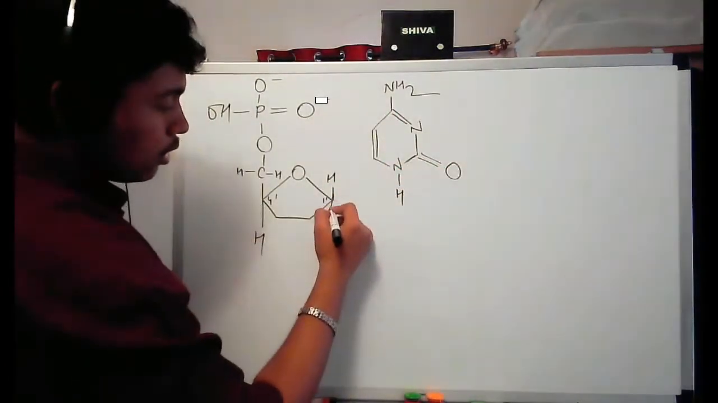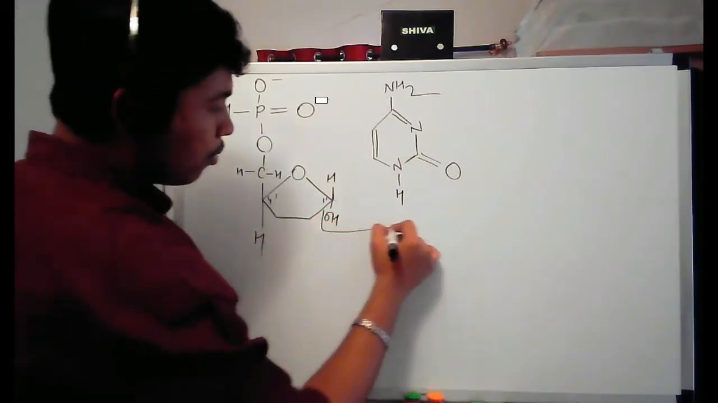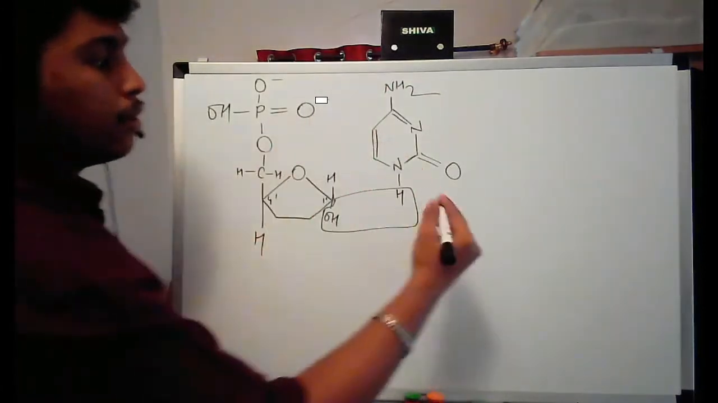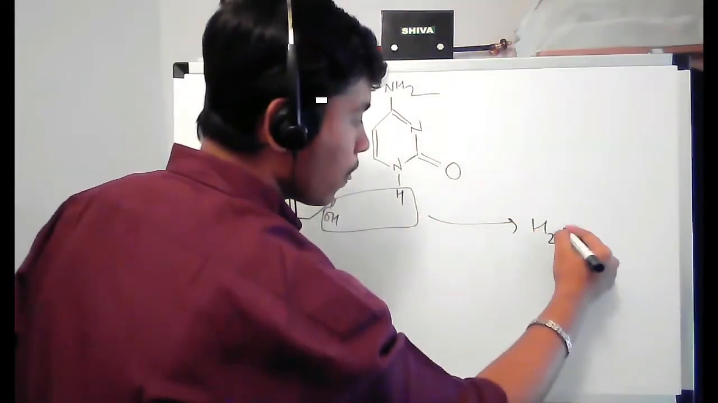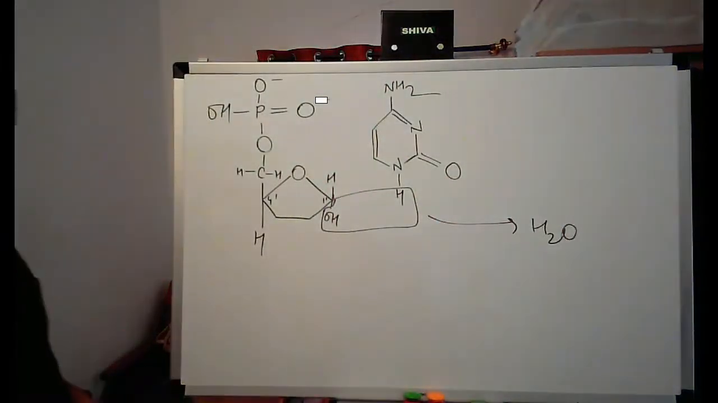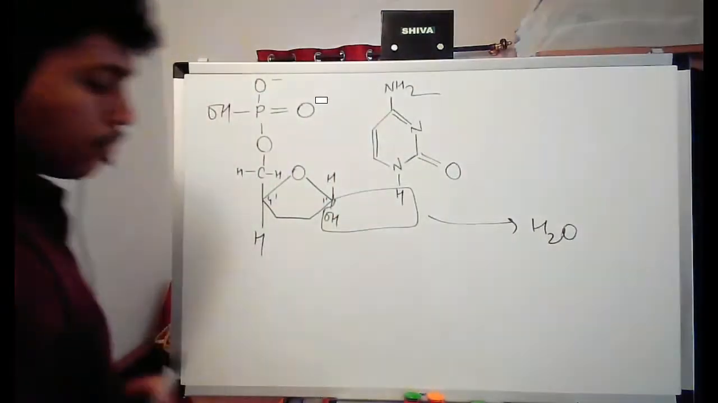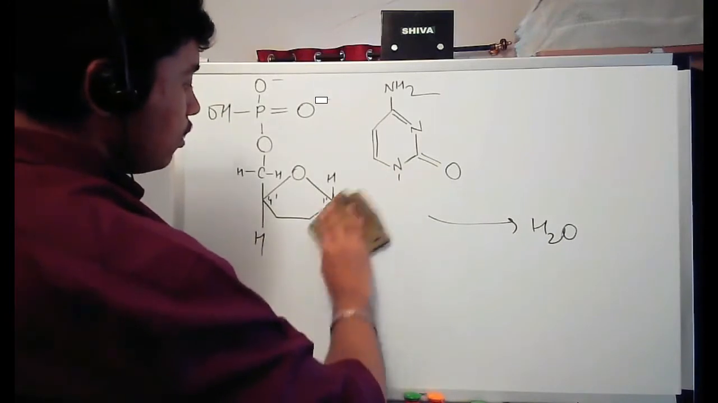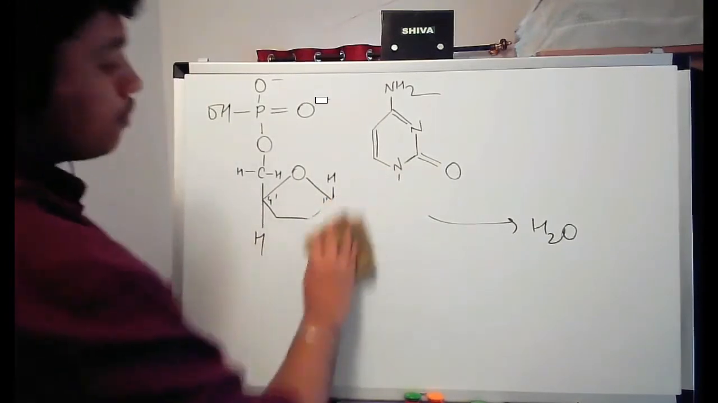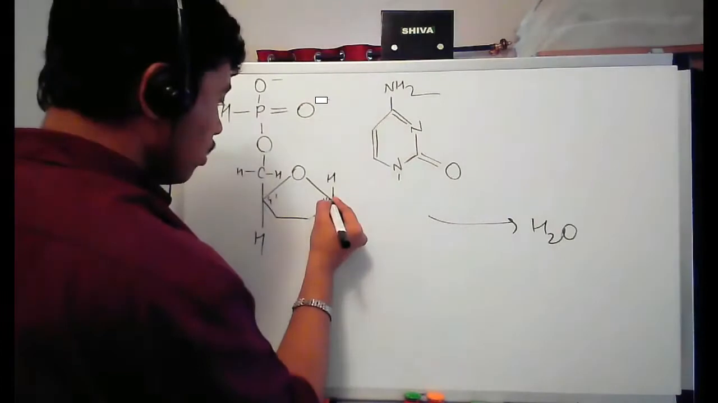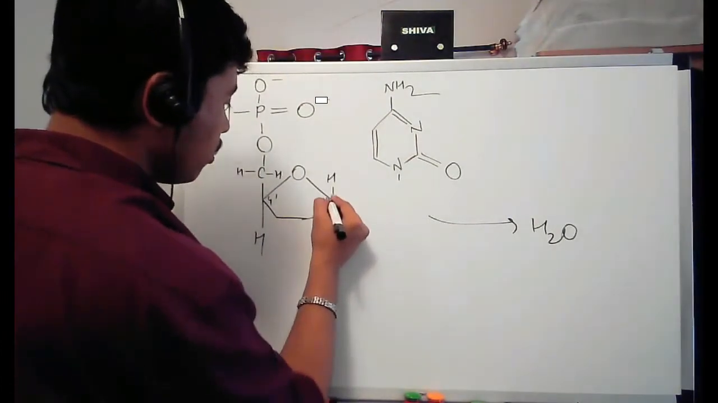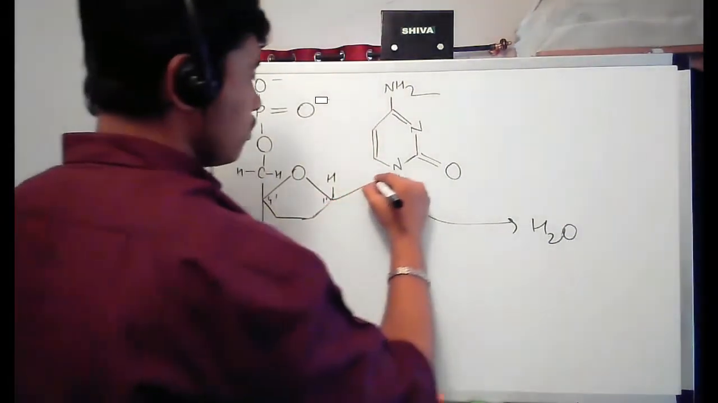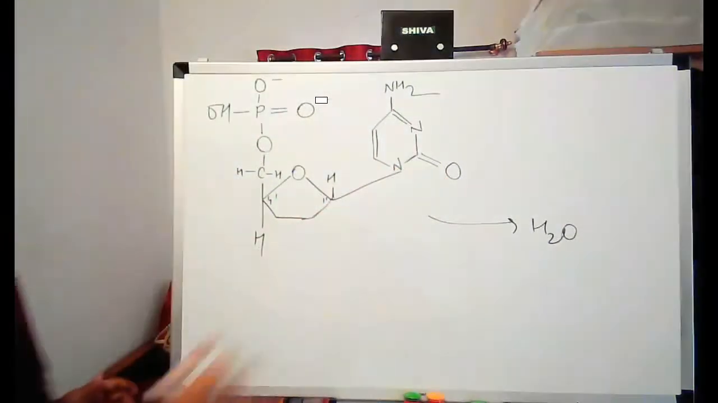Now this H and this OH would again form a bond and escape in the form of water, and the same reaction would occur. Nitrogen and carbon in turn would get bonded to each other. Nitrogen and carbon are now getting bonded to each other. This is what is happening over there.